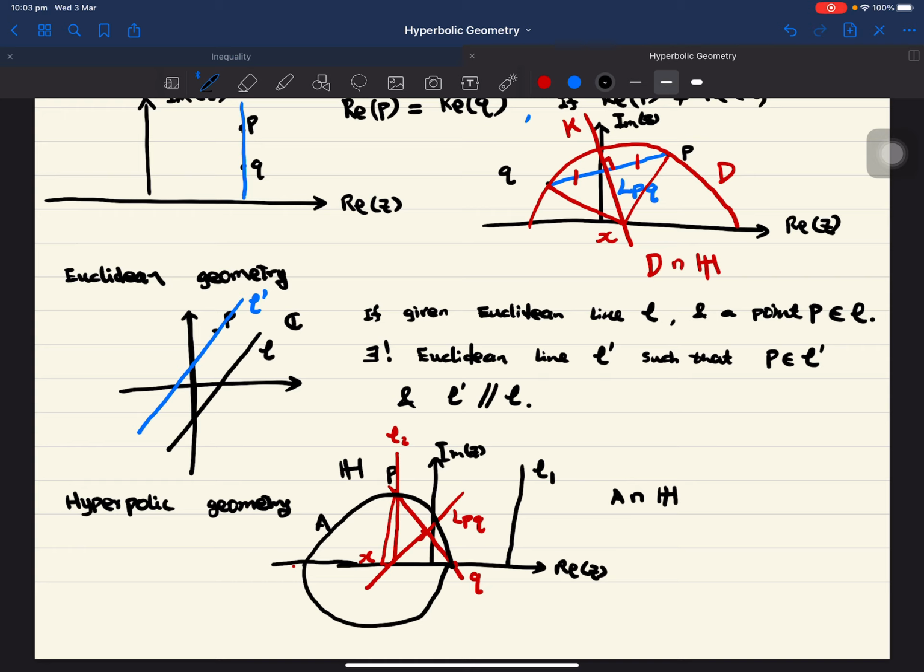And since there are infinitely many such points Q between L2 and L1, we can construct infinitely many hyperbolic lines that are parallel to L1 and pass through P.